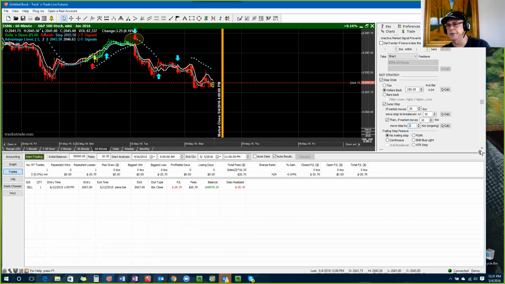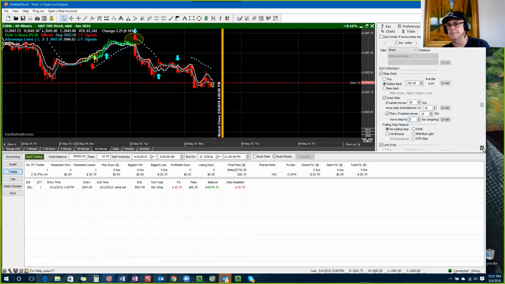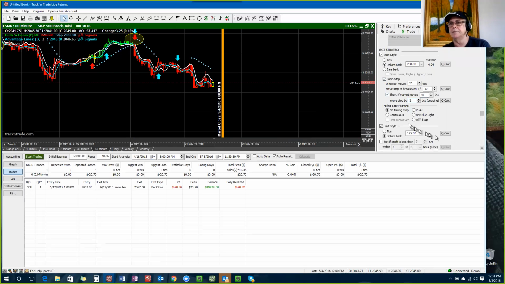Now you can use no trailing stops, or continuous trailing stops. You can trail the parabolic SAR if you want to. You can trail the blue light if you want to. Then your stops would be trailing the blue light over here. You could not use a jump and just trail the blue light.